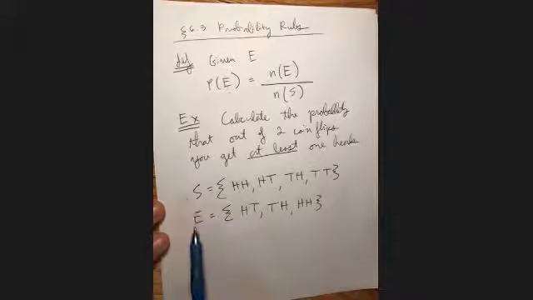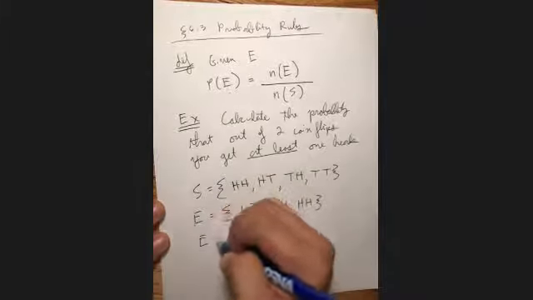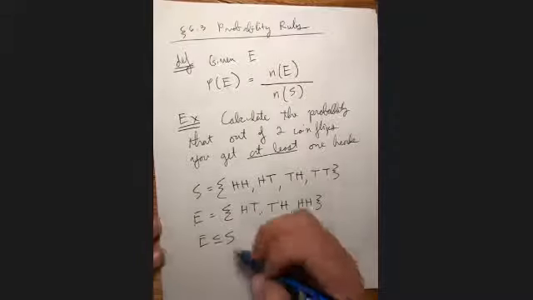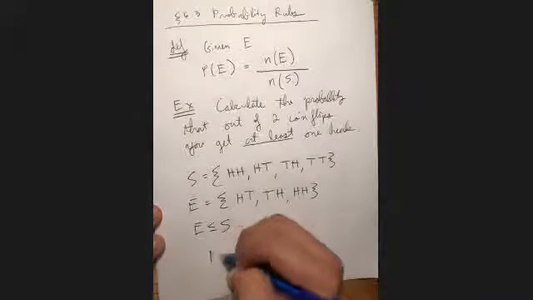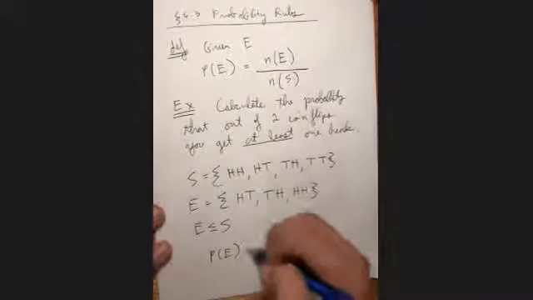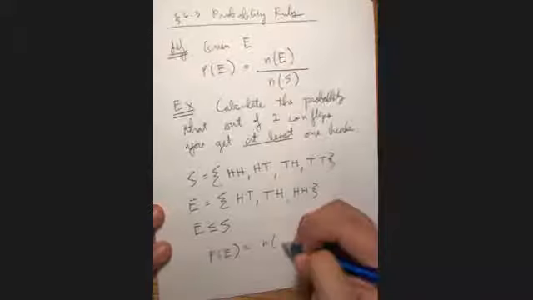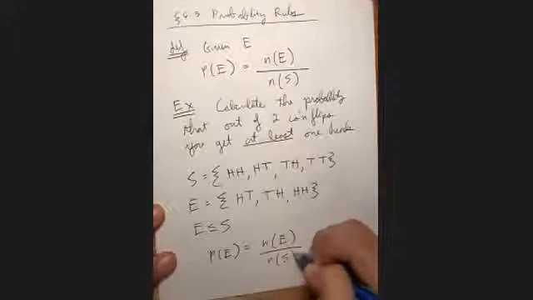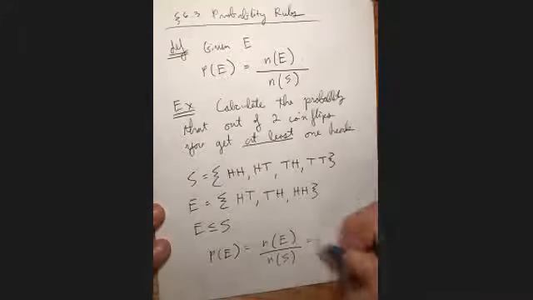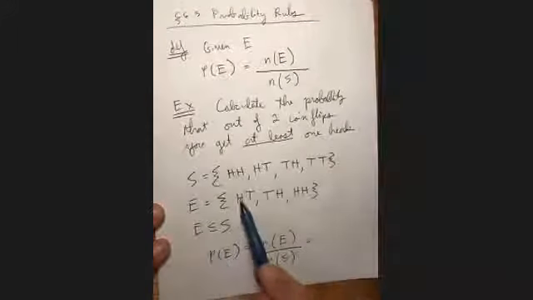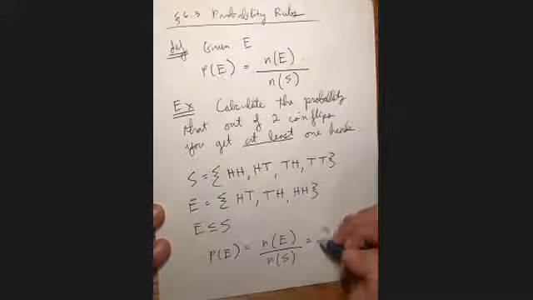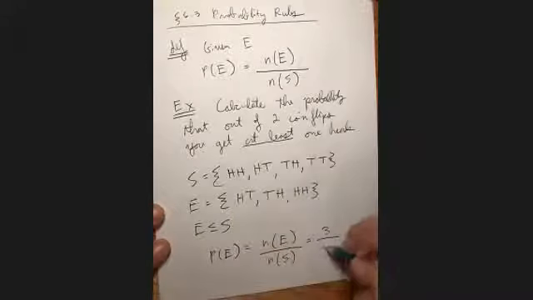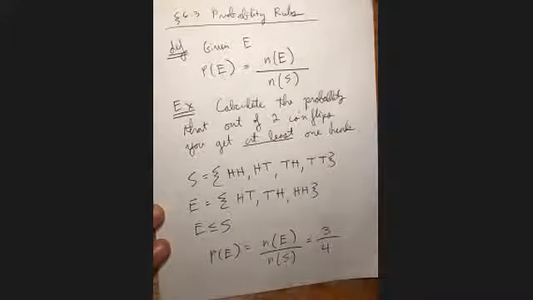So we can see that E is a subset in the set sense of S. So if we want to calculate the probability that E will occur, then we're simply taking the ratio of the cardinality of the subset E over the cardinality of the sample space. And we can see clearly that E has 1, 2, 3 elements, and S has 1, 2, 3, 4. So this is our probability.